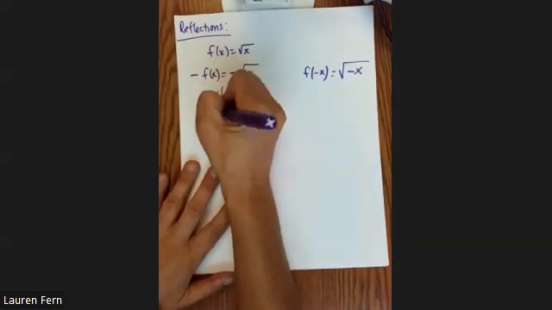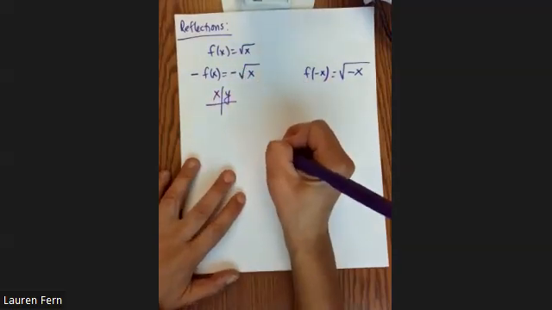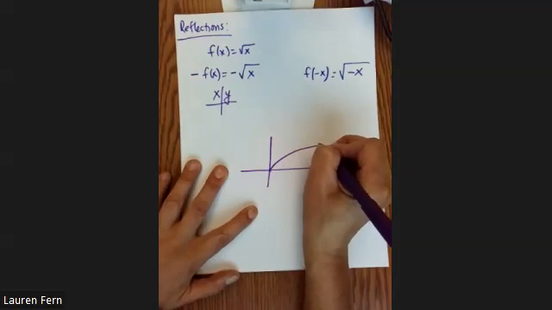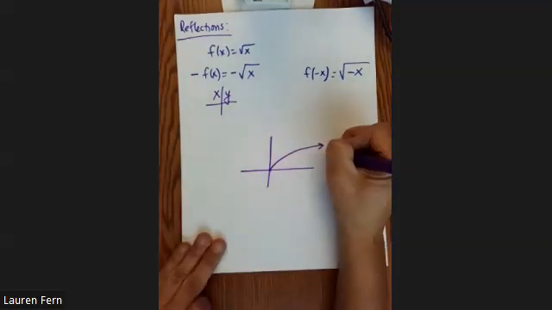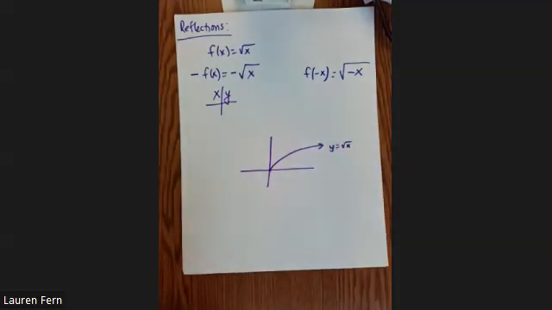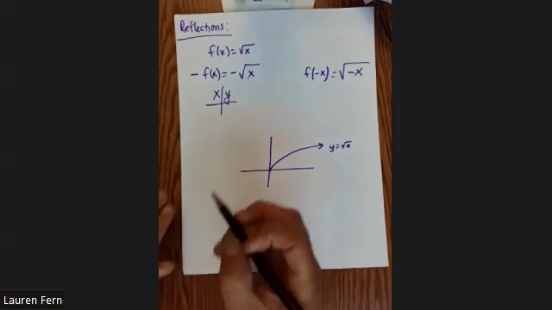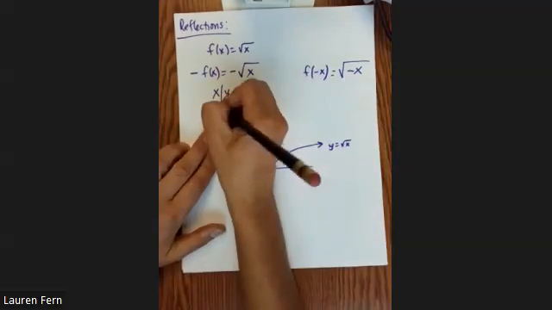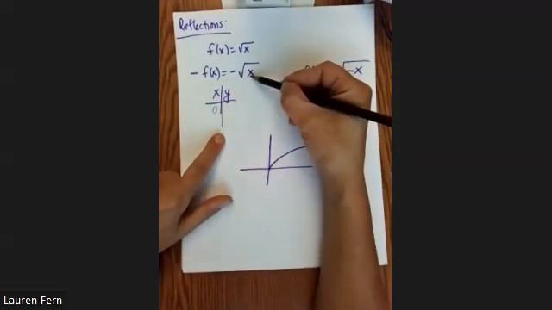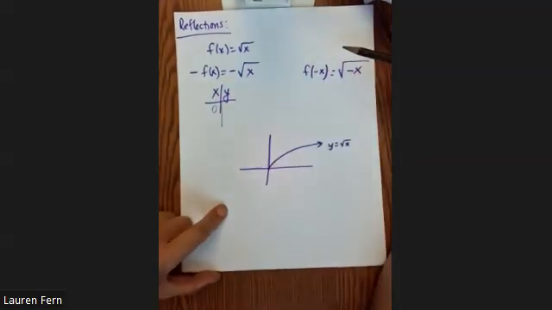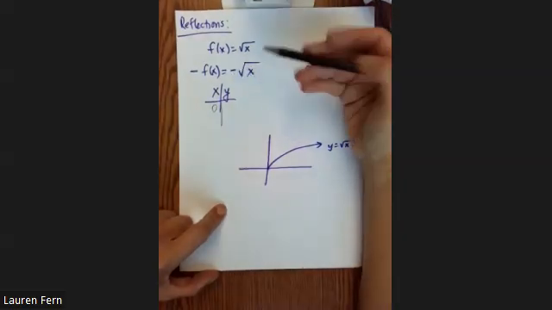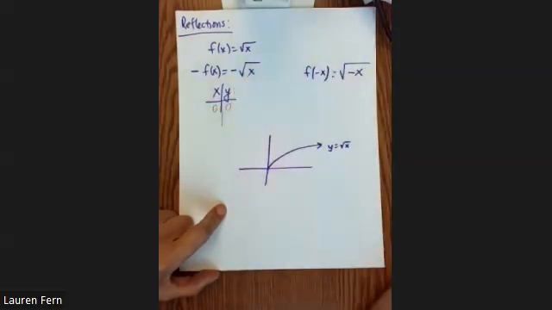Well, let's graph them, okay? We know that our general square root function looks like this. We've been graphing that one today. So let's now graph this one. If I plug in x equals 0, what's the square root of 0? 0. And what's negative 0? Isn't that still 0?